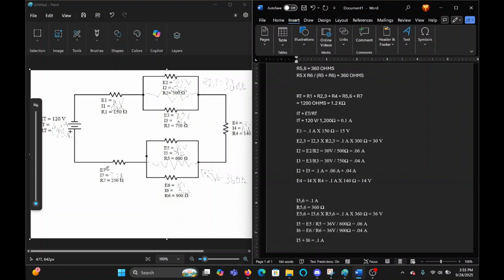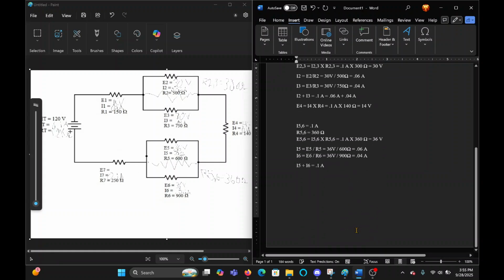Okay. So the last one, E7. E7 is going to equal I7 times R7, and that's going to equal 0.1 amps times 250 ohms. 0.1 times 250 is going to be 25 volts.